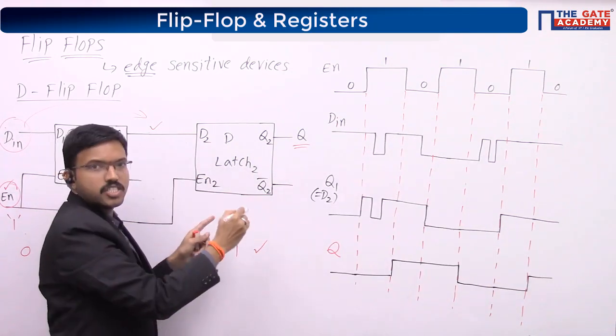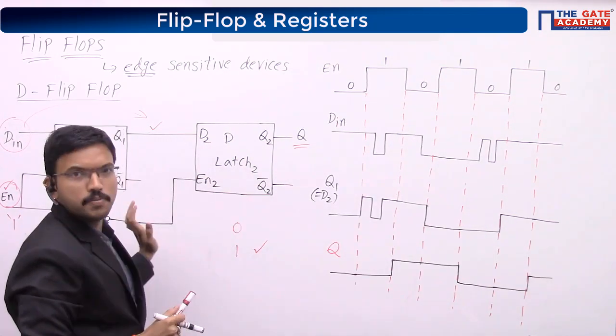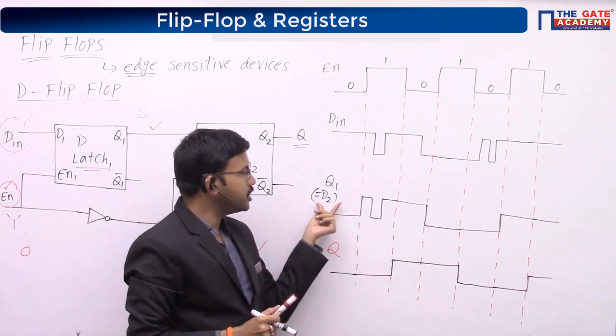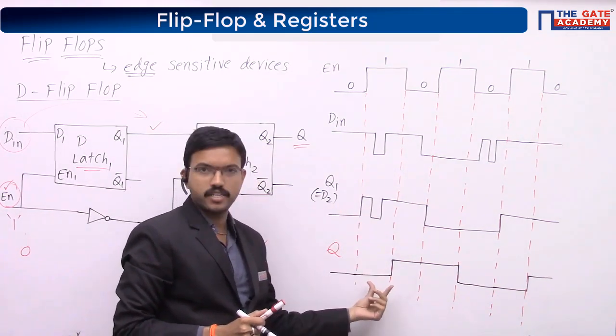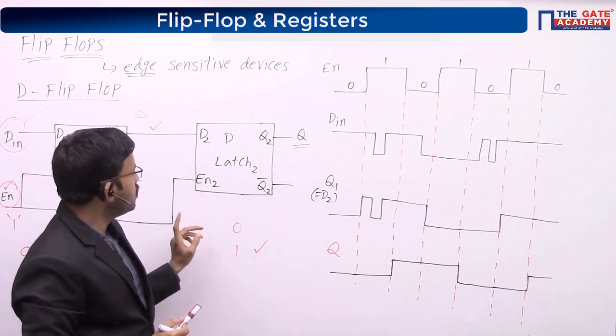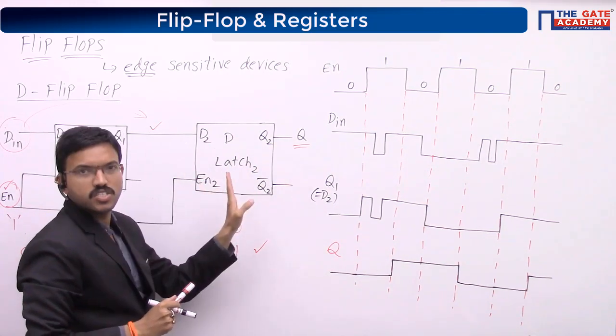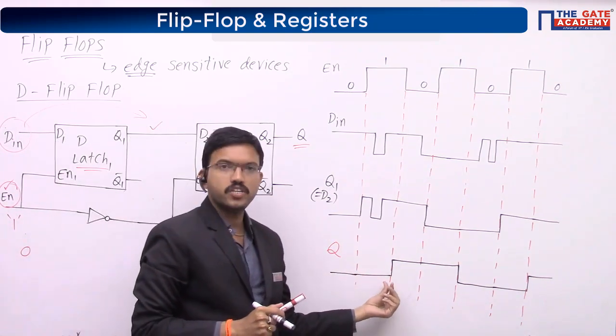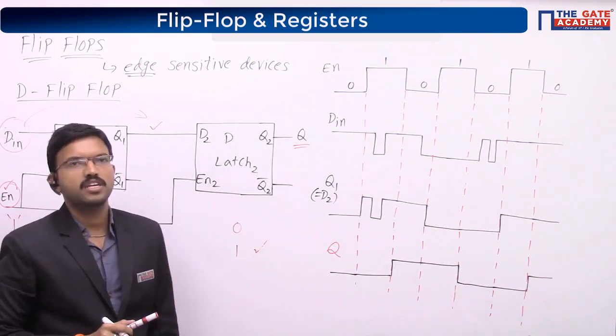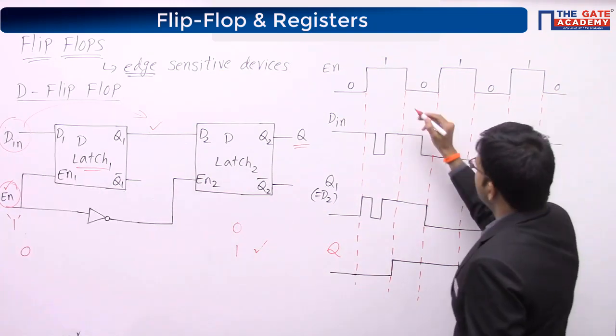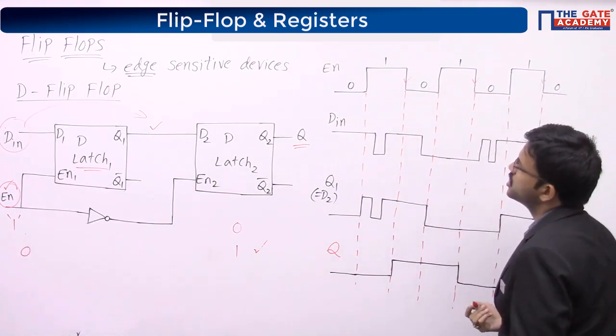For this particular latch, when the external enable is 0, whatever D2 you have, that same thing you will get. When the external enable equals 1, this latch is disabled, so whatever the earlier state was, it will continue in the same state. Now just observe the 1 to 0 transitions.